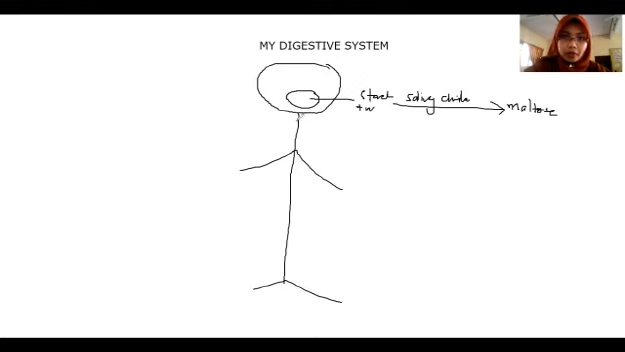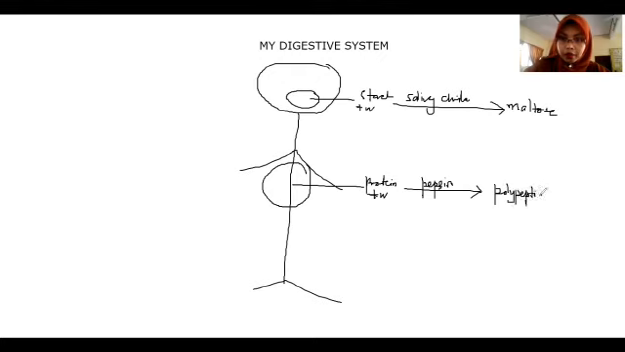Next, the stomach. In our stomach, we also have one enzyme, which we call pepsin, the active enzyme. Pepsin functions to hydrolyze protein. Protein plus water, because it is a hydrolysis process, will form polypeptide. Polypeptide is smaller than protein.